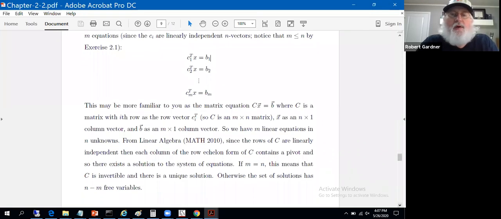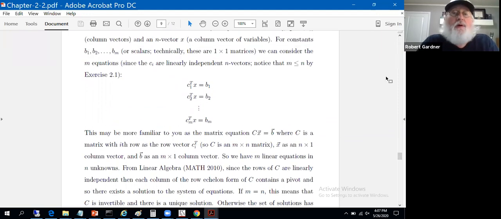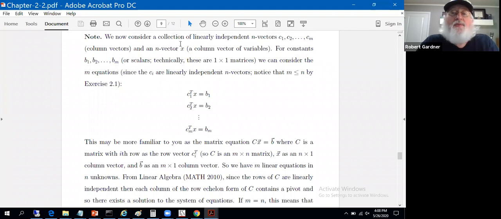Maybe it is a little more familiar to you when we went through and we treated this as a matrix C times a vector x equals a vector b, where C has as its ith row the row vector c sub i transposed to make it a row vector. That's probably a more common notation from your previous experience, but it's the same thing. All right, we had started this with a conversation that these c1 through c sub m's are given to be linearly independent.